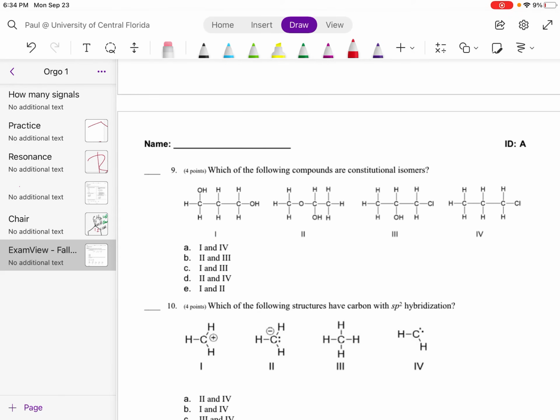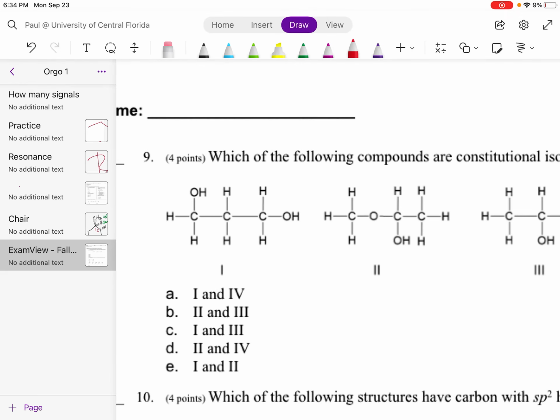Which of the following compounds are constitutional isomers? So in order to do that, what's the definition of a constitutional isomer? Same molecular formula, different connectivity. So that's probably what we should do very first, is look at the molecular formula of each compound. We could write that down real quick. So molecule 1, how many carbons does it have? 1, 2, 3. How many hydrogens? 1, 2, 3, 4, 5, 6, 7, 8. And how many oxygens? 2.